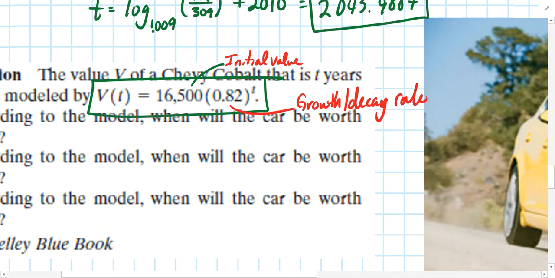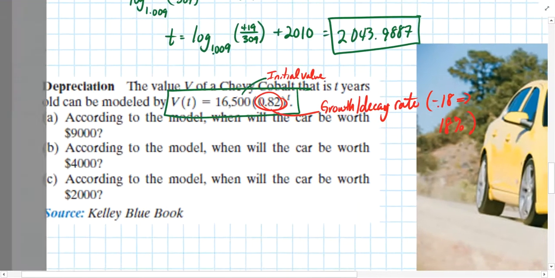Now, one thing I want to point out is that this rate is always relative to the number 1. If it's bigger than 1, then the exponential function is growing. If it's smaller than 1, then it's decaying. And since 0.82 is 0.18 less than 1, then we would say that this has a rate of decay of 18%. So 18% per year is what the value of this car is losing.